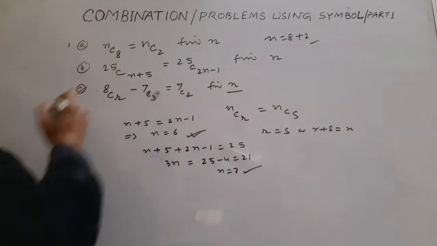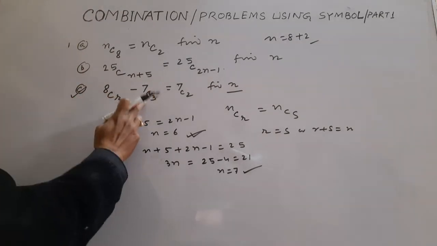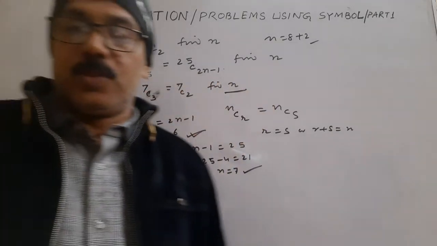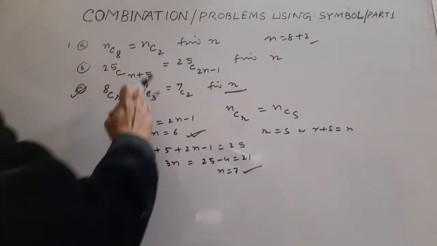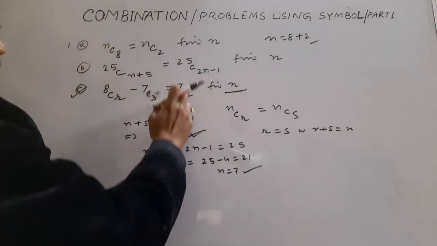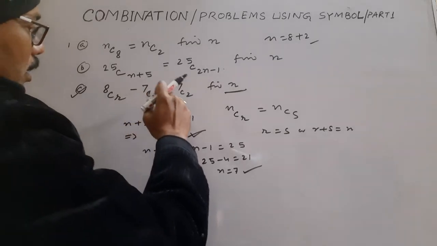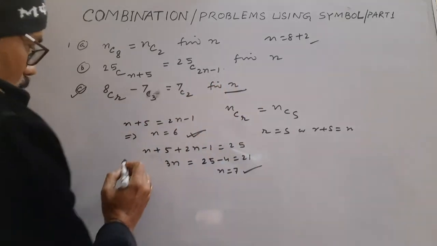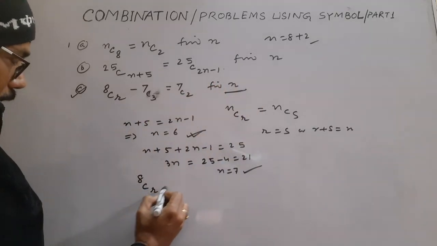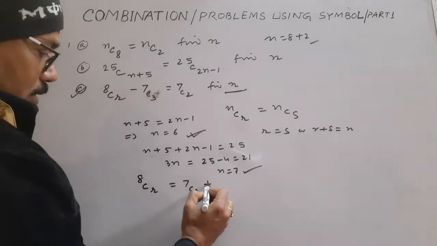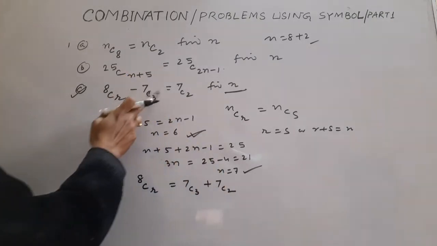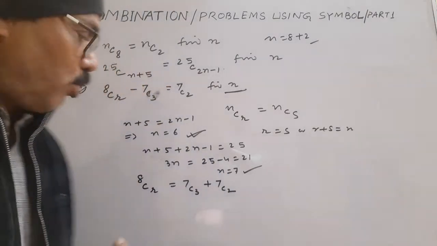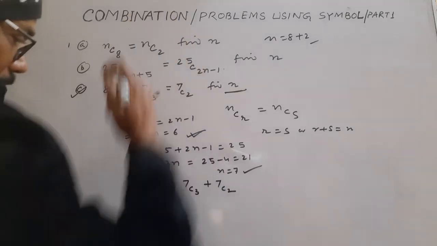So problem number C: 8Cr minus 7C3 equals 7C2. Find r. So look, 7C3 and 7C2 are conjugated, so we can use the formula. So look, 8Cr equals 7C3 plus 7C2. If you take 7C3 on the LHS, you cannot use the formula. That is why we are transferring 7C3 to the right hand side.